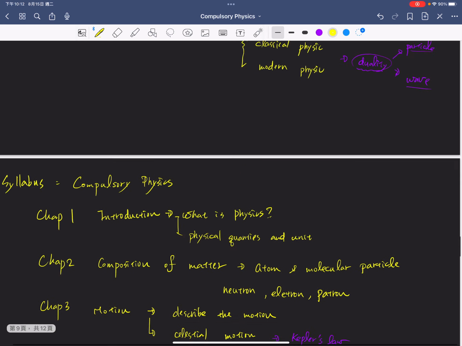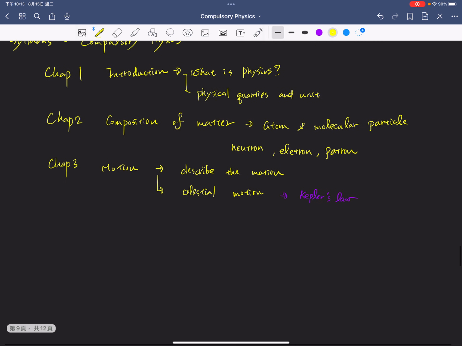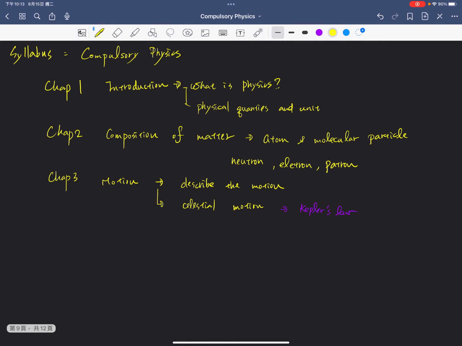I think it's the most interesting part of classical physics. Okay, when we finish chapter 1 to chapter 3, we go on to the next, chapter 4, about the integration of magnetism, electromagnetism.